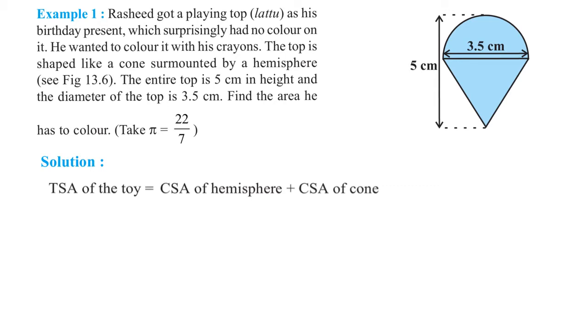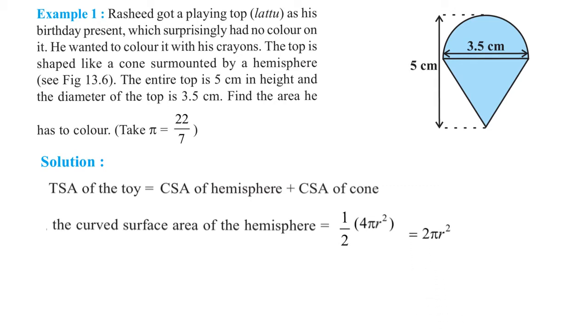So, now let's get to work on finding the curved surface area of the hemisphere. In your lower grades, you have learned the formula for the curved surface area of a sphere is 4 pi r squared. A hemisphere is half of it, so it's going to be half of 4 pi r squared, which is equal to 2 pi r squared.